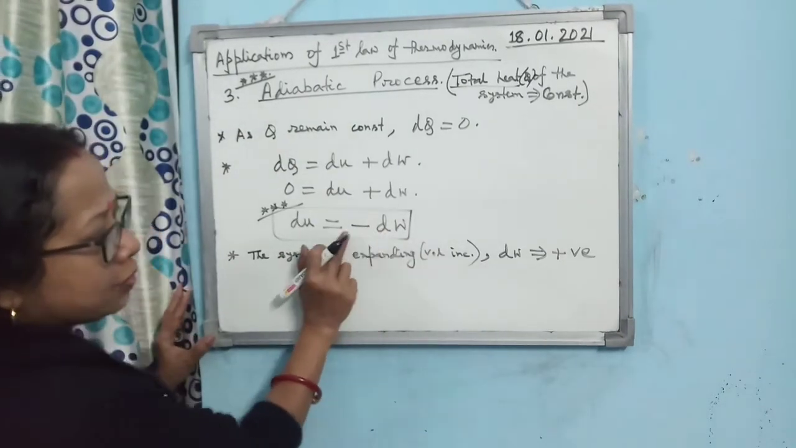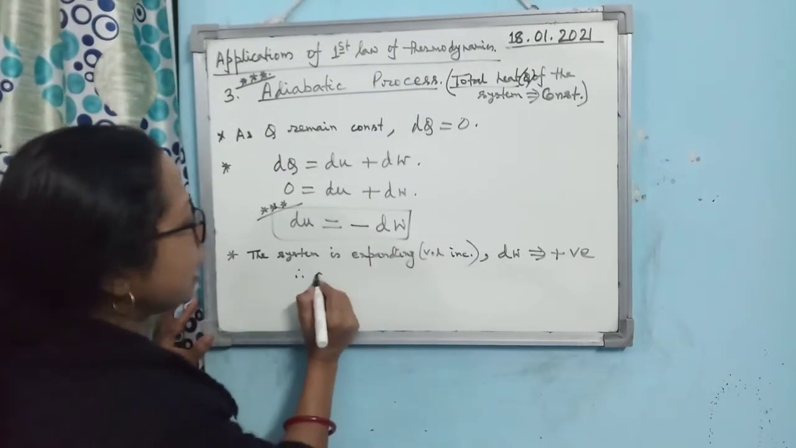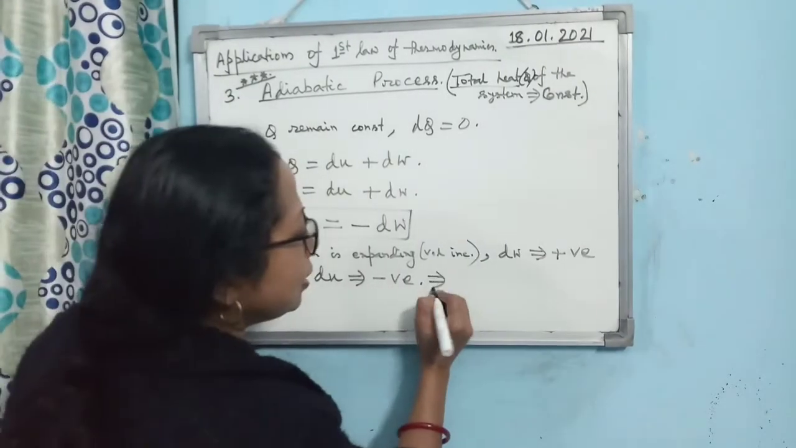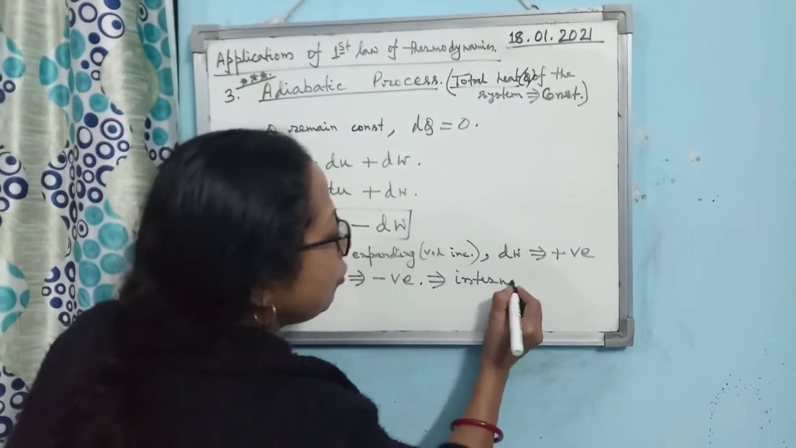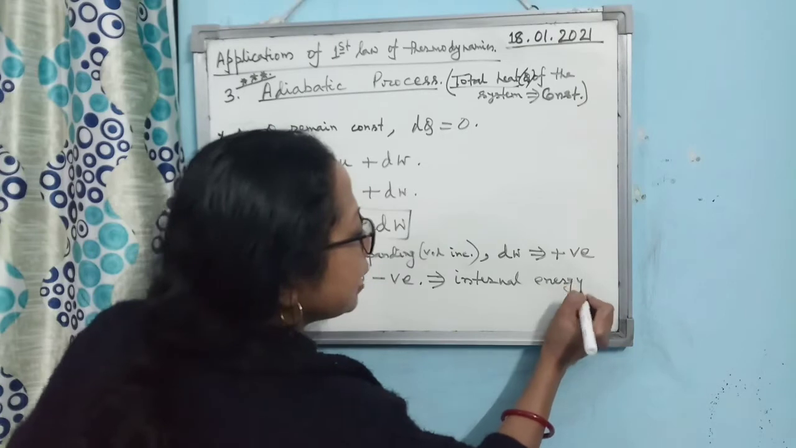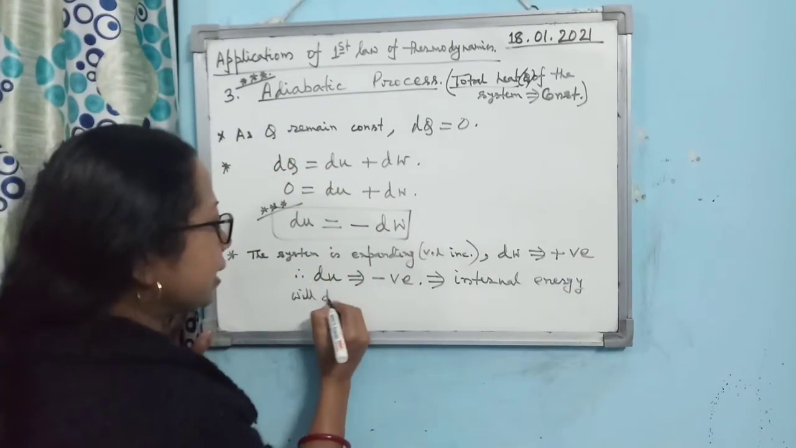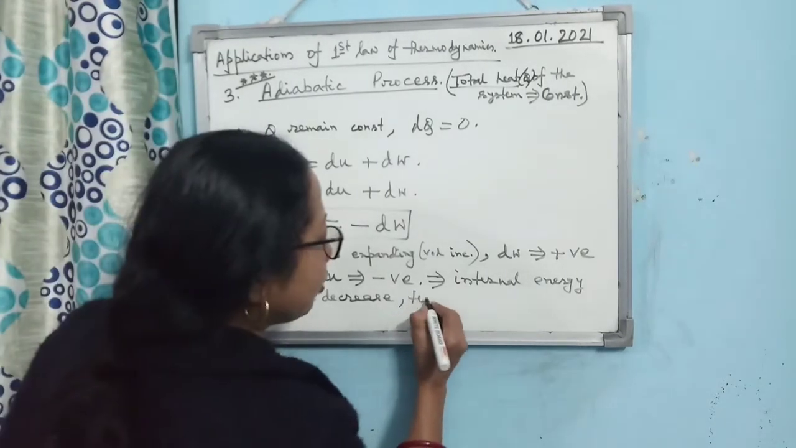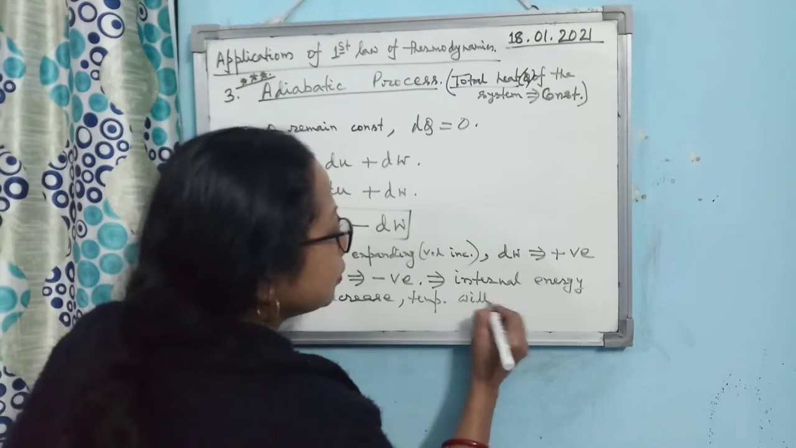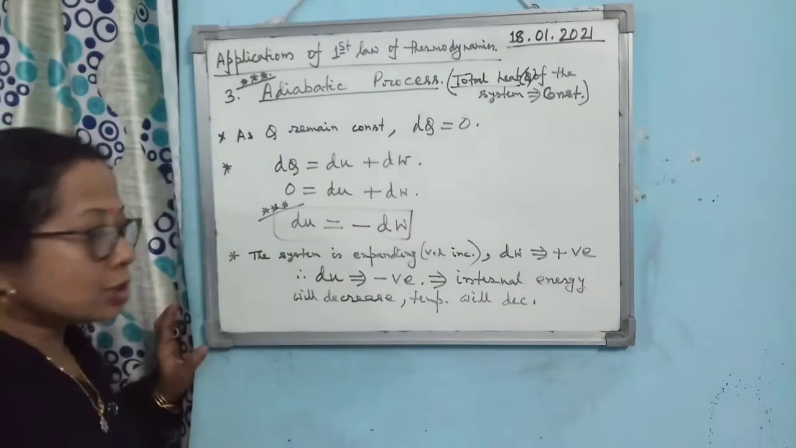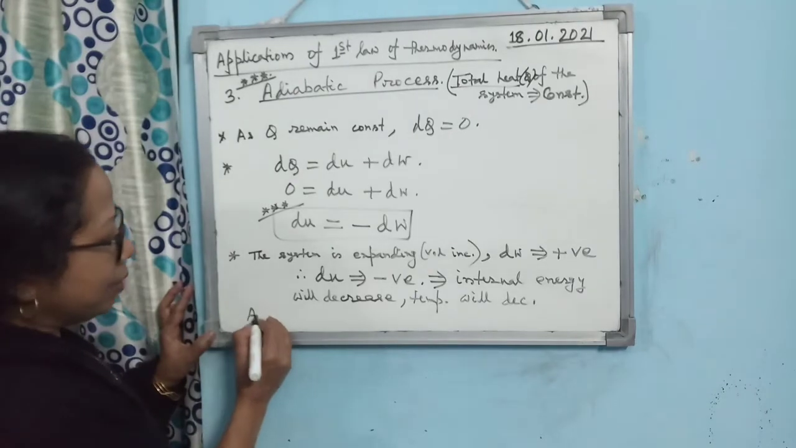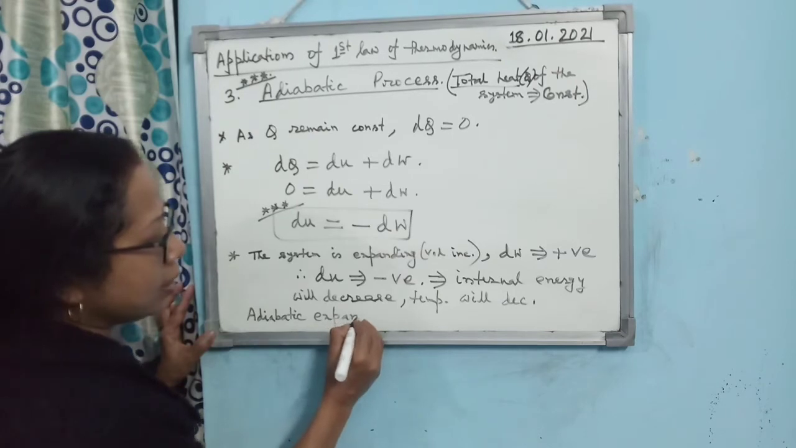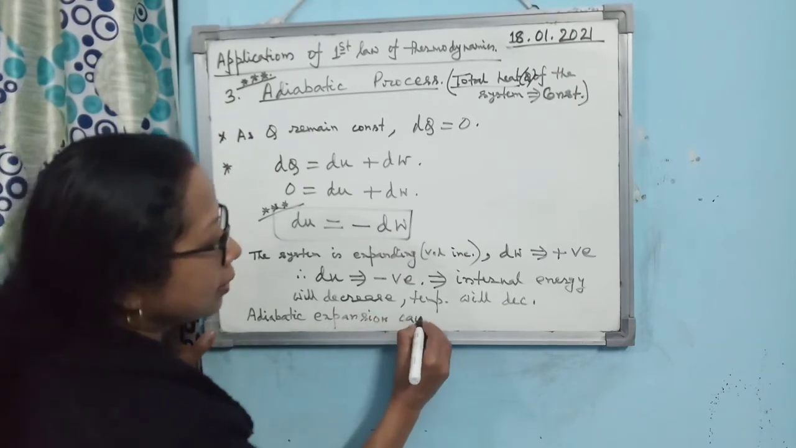If dW is positive, there is a negative sign here, so dU will be negative. dU negative means what? Internal energy will decrease. Internal energy decrease means temperature will decrease. Is that clear? So what is the conclusion? Adiabatic expansion causes cooling.